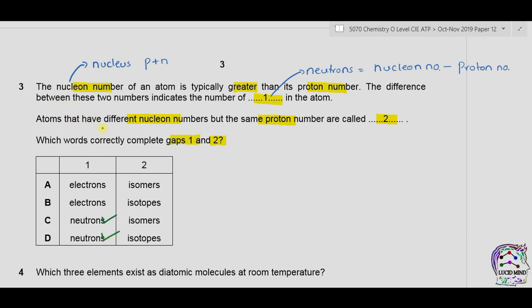In second line they have given the definition. This is the definition of isotopes, because in isotopes atoms of the same element are present that have different nucleon numbers but same proton numbers. So it is isotopes. The correct answer is therefore D.